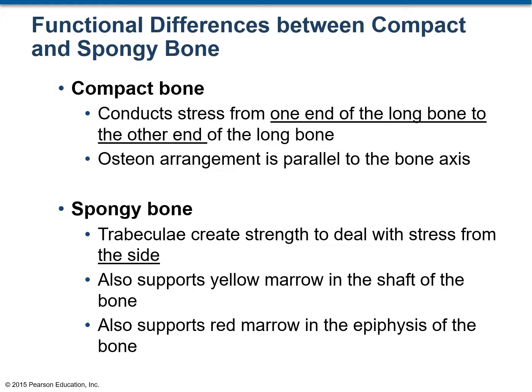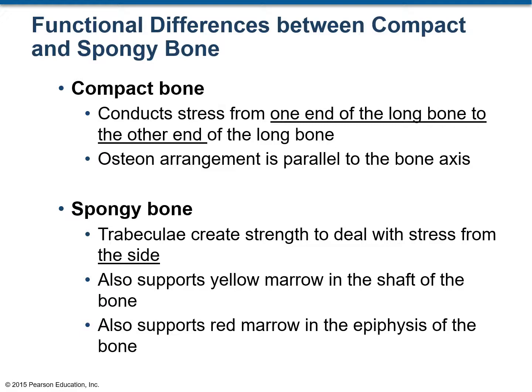If you are asked to differentiate between compact bone and spongy bone, you will start with the differences in the structure. You know that compact bones have osteons, spongy bones do not. Compact bones are densely packed, spongy bones are not densely packed. But then you'll also have to write about the functional differences. So compact and spongy bones are different from each other both anatomically and physiologically.